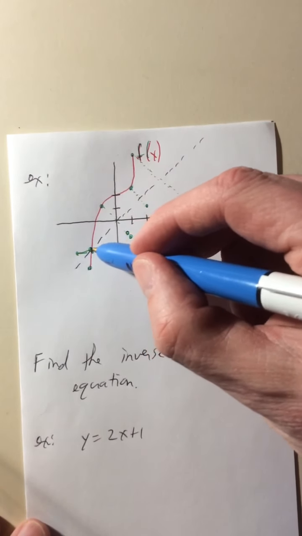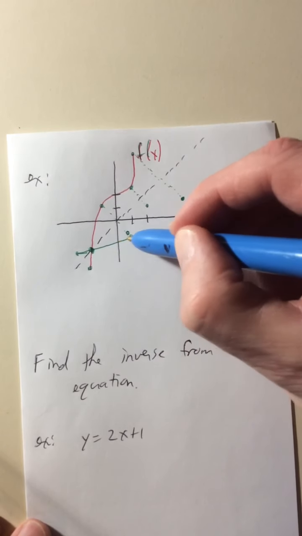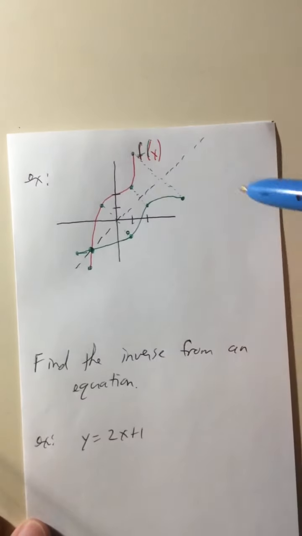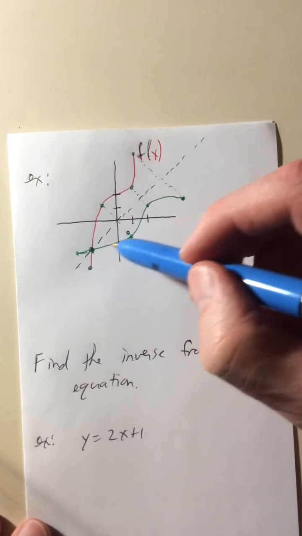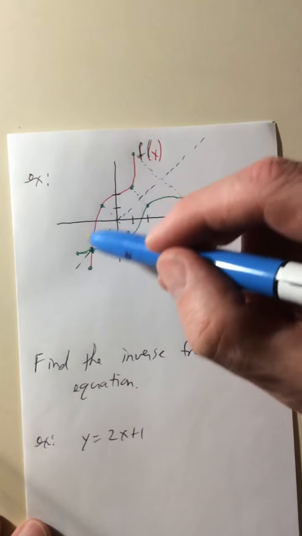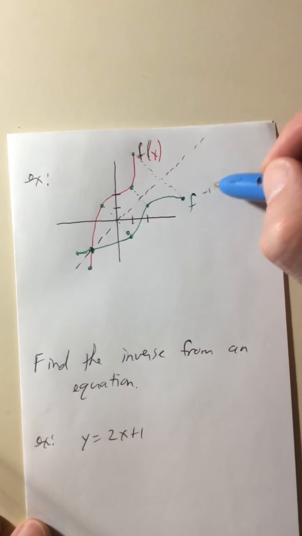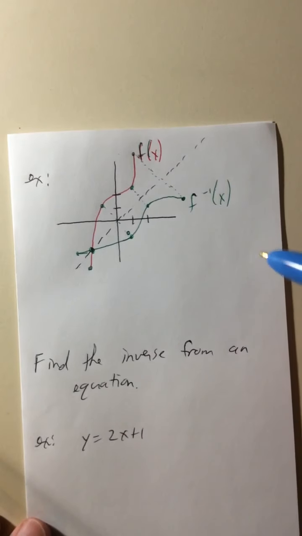So now I'm just going to connect the dots. And so this green should be the mirror image of the red over the line y equals x. And this is our inverse function. Okay, so that's finding inverses graphically.